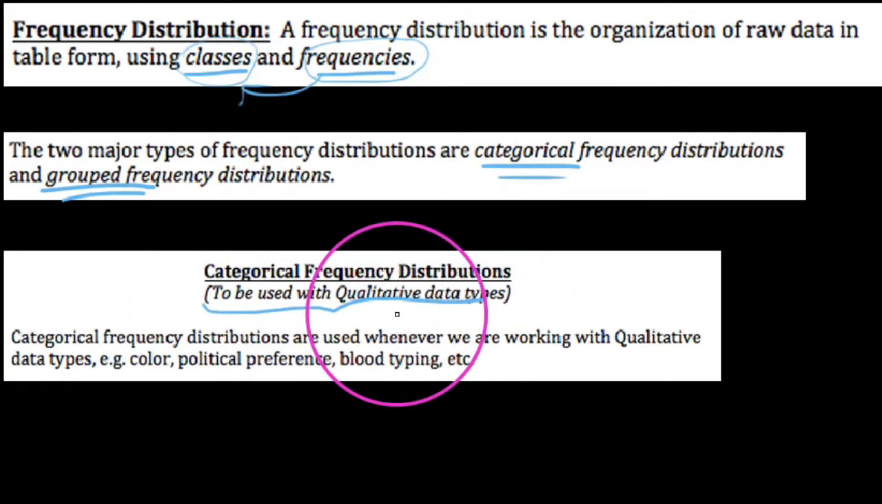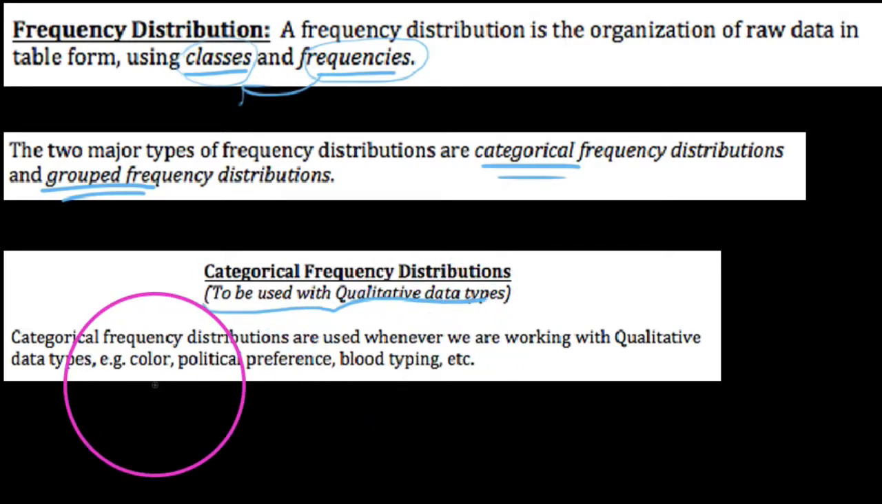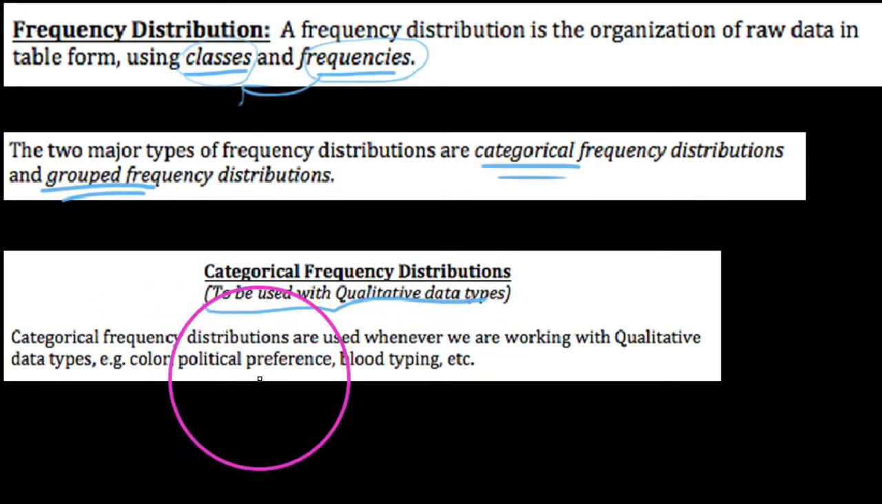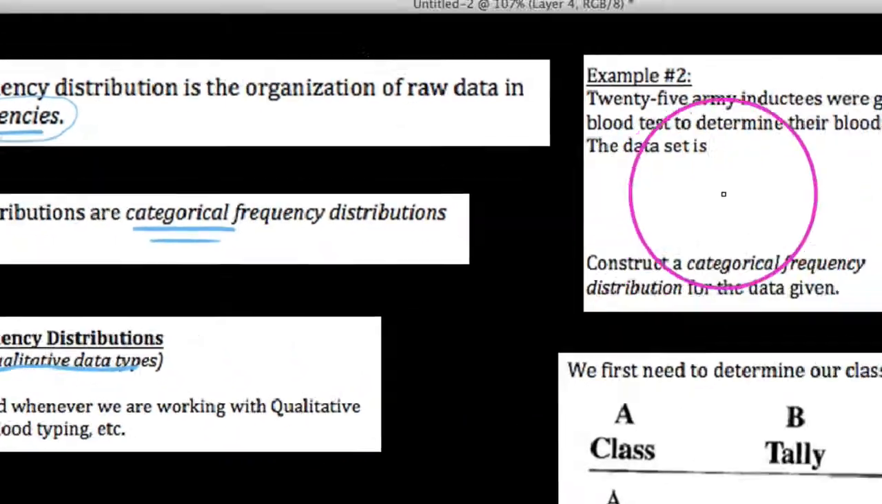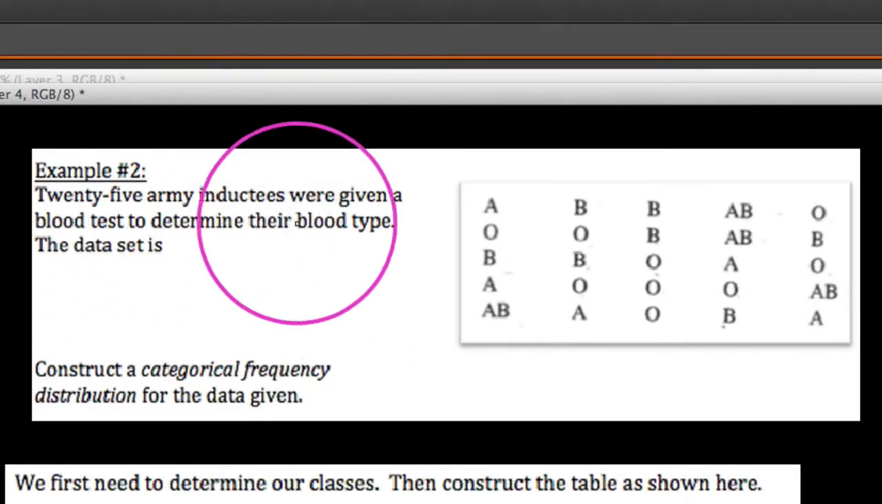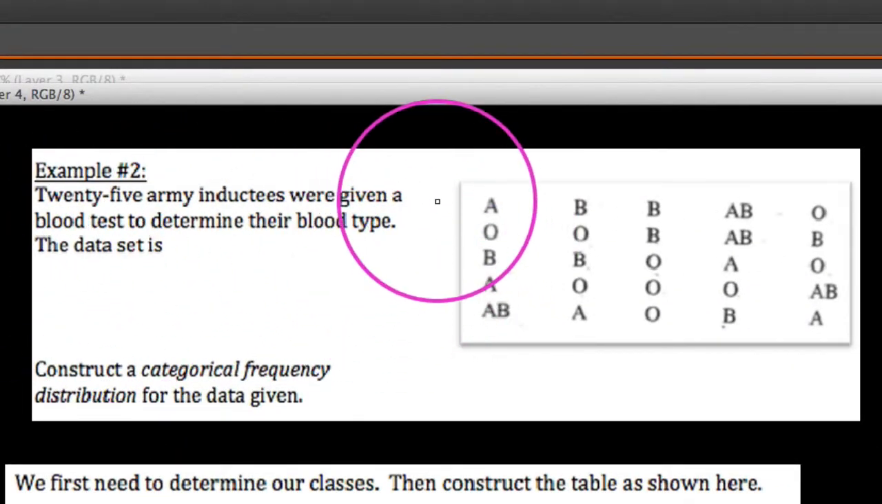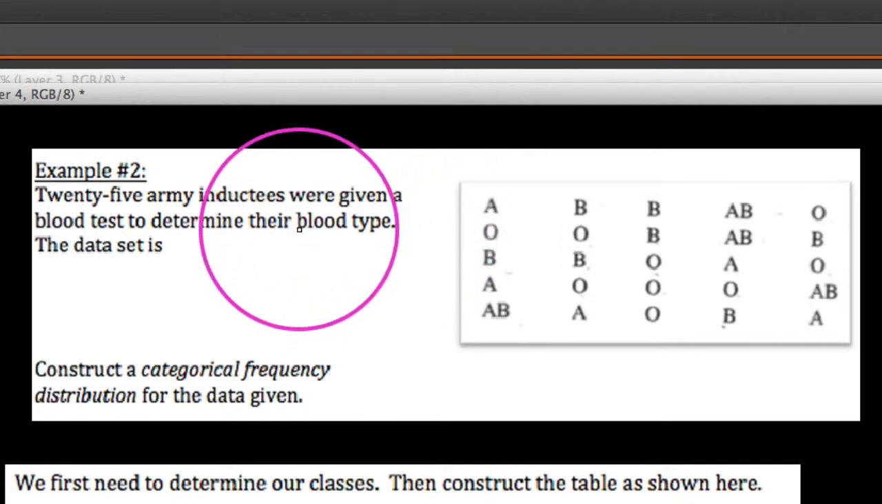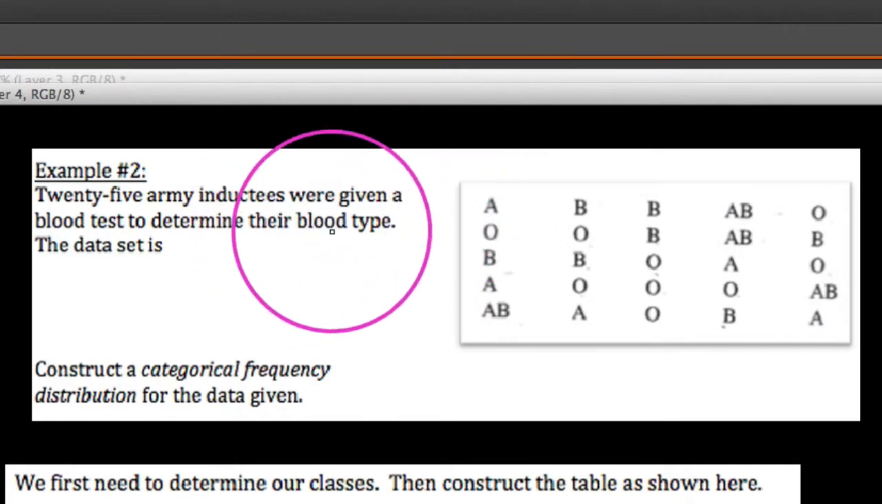So remember, qualitative, the base word there being quality. These are data types like color, or political preference, or blood typing, things such as that, because they are non-numerical values, or at least they constitute their own category, each one of these things. So what I've done here is give us a set of raw data, and these are the blood types of 25 hypothetical Army inductees when they were given a blood test.